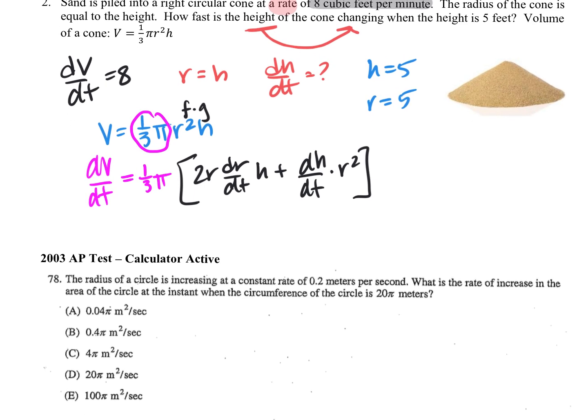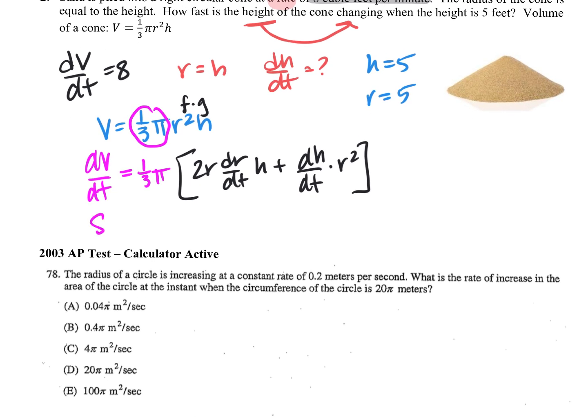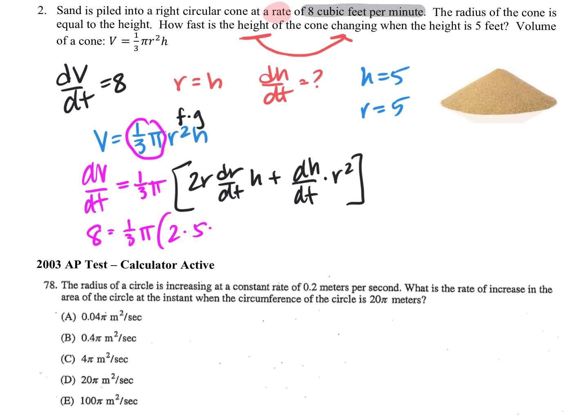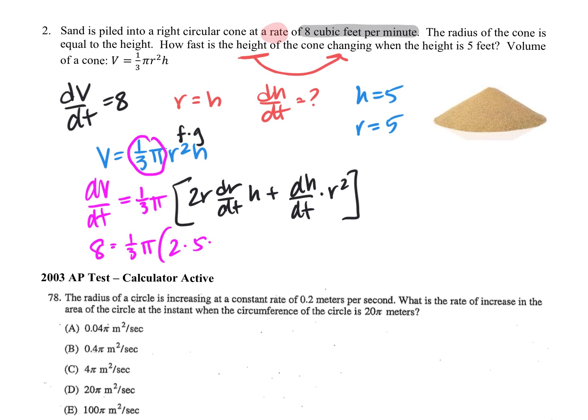What's going in for dV/dt? 8. 1/3 pi. 2. What's my r at this moment? 5. 5. What's my dr/dt? Ooh. Oh. We don't know that, do we?